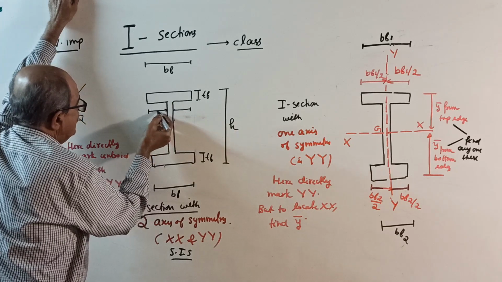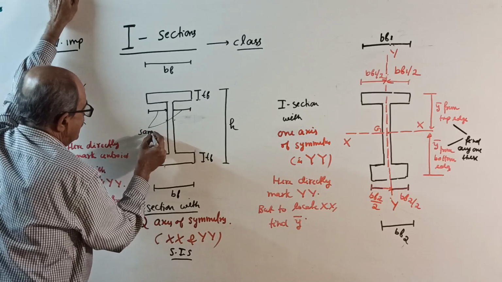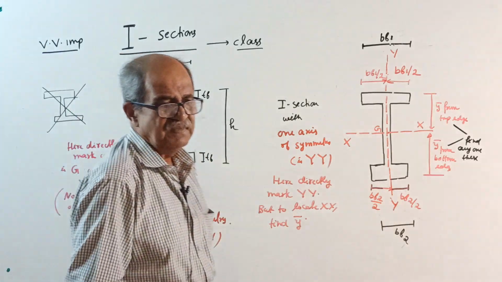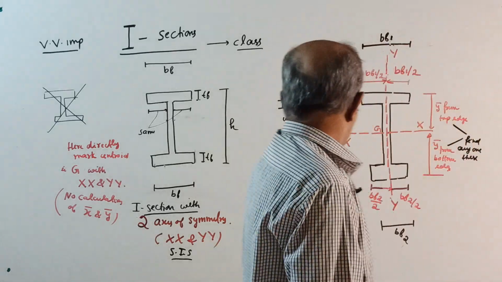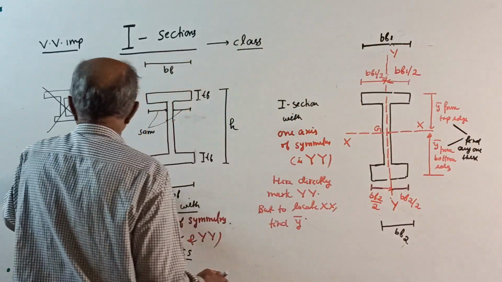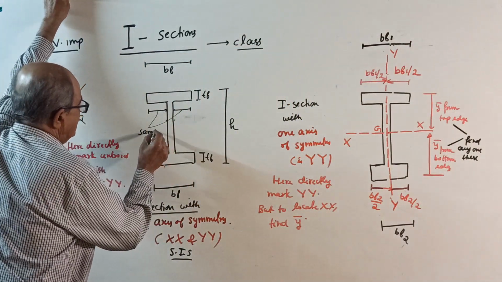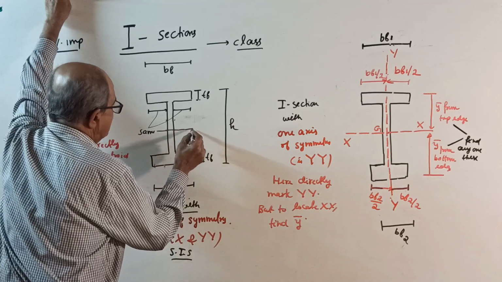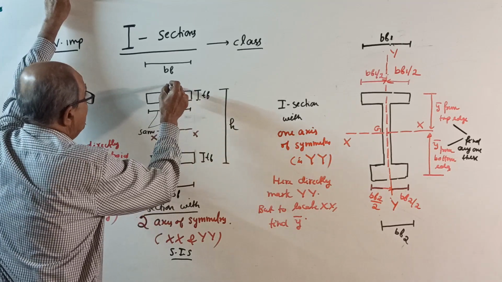You can make a note. See, right here, both are same. This is symmetrical I section. Here, see, directly mark centroid G with the x, y. X, symmetrical, and y.